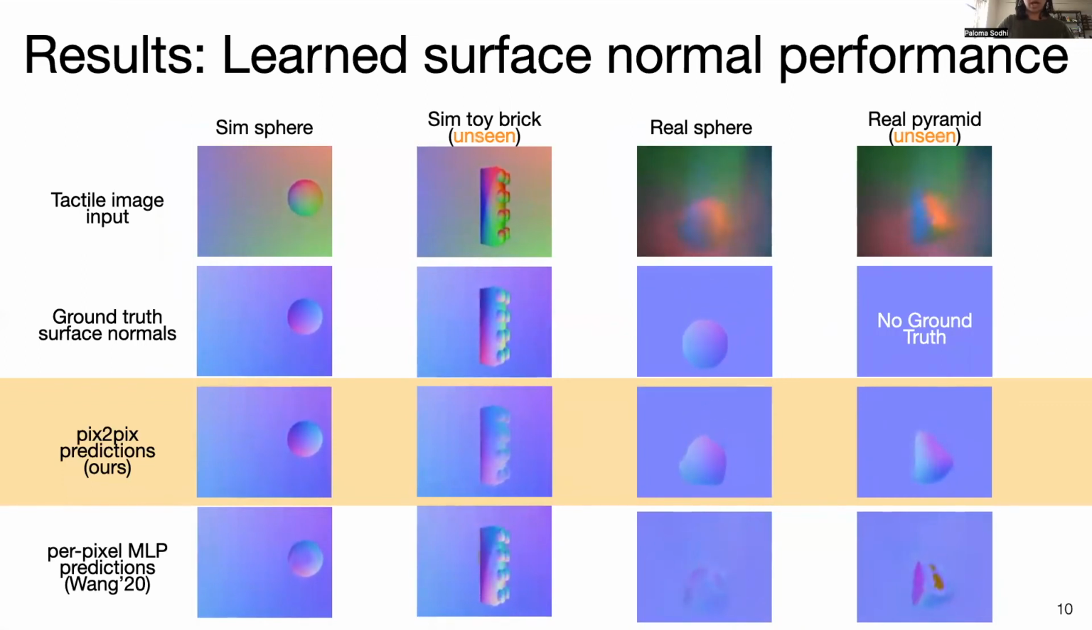We test the model on unseen shapes such as the real pyramid and toy brick, and see that our predictions using our pix2pix model are able to generalize across shapes, with predictions close to ground truth. On the other hand, a per-pixel MLP baseline finds it difficult to generalize from sim to real data due to changes in sensor characteristics such as lighting.